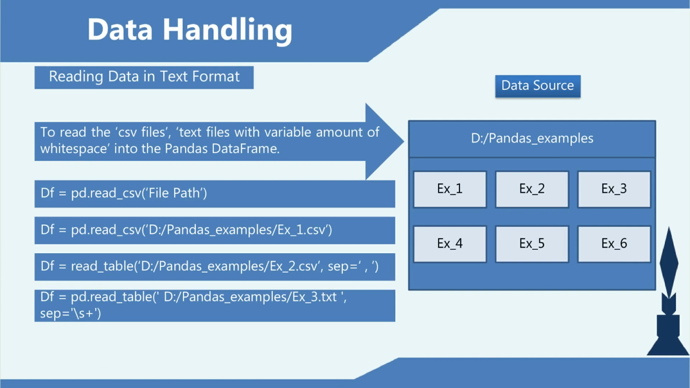In order to read a comma delimited file into a data frame object, we can use the read_csv method. If we have a variable amount of white space, we can use read_table instead of read_csv with a specified delimiter as the field separator.